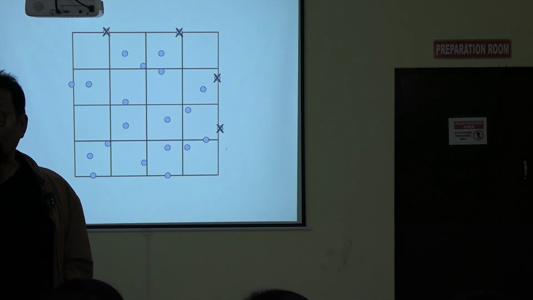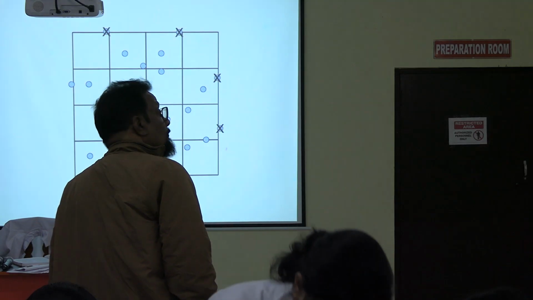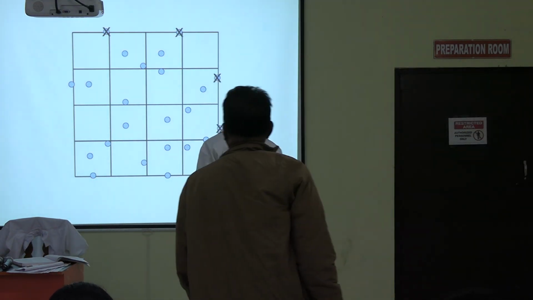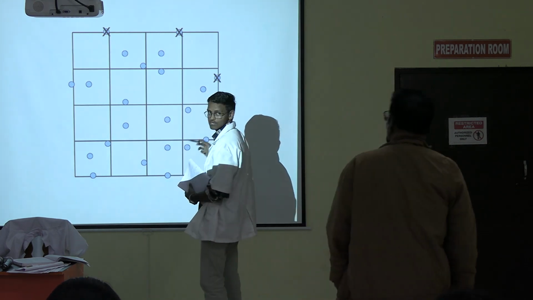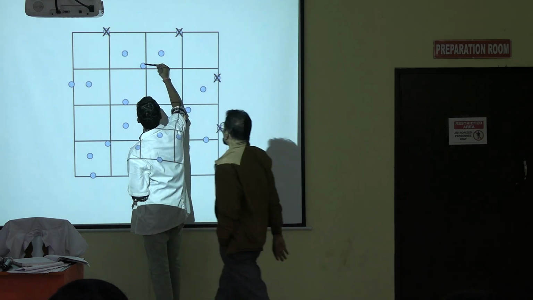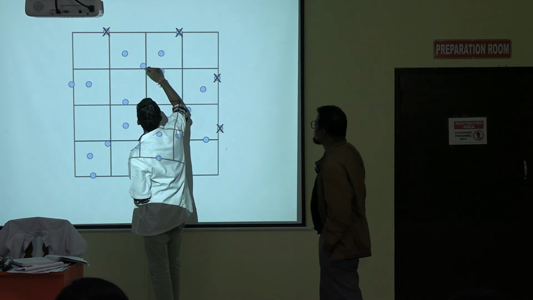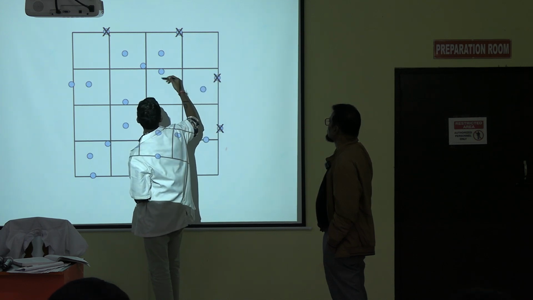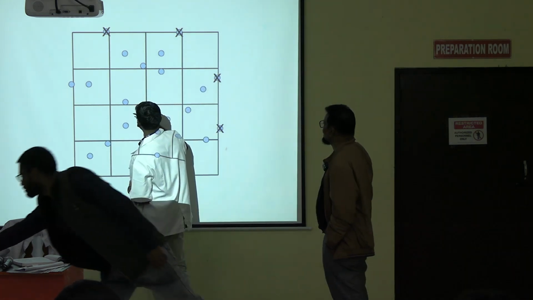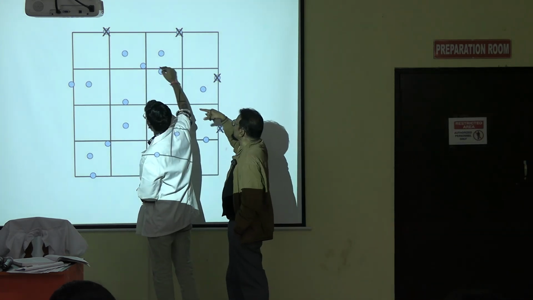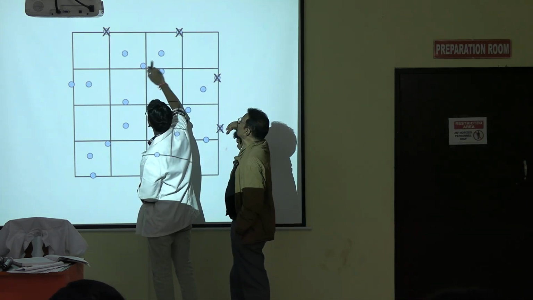You have to learn, no? Come, count. Go there. 1, 2, this way. Show. That cell, will you count it or not? This one, yes. This one, yes. Have to count.